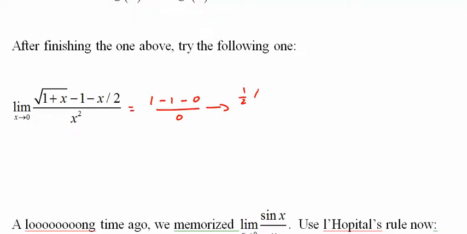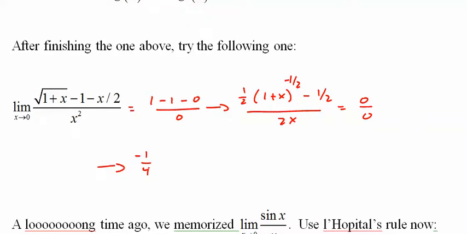1/2, 1 plus x to the negative 1/2 minus 1/2 all over 2x. Put in 0, we still get 0 over 0. Take it again. Negative 1/4, 1 plus x to the negative 3/2 all over 2. Put in 0, goodbye. We get negative 1/8.